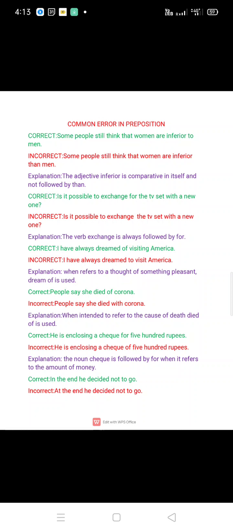This is a very common sentence we always use in our daily life. Is it possible to exchange for something with something? So it is possible to exchange for the TV set with a new one.